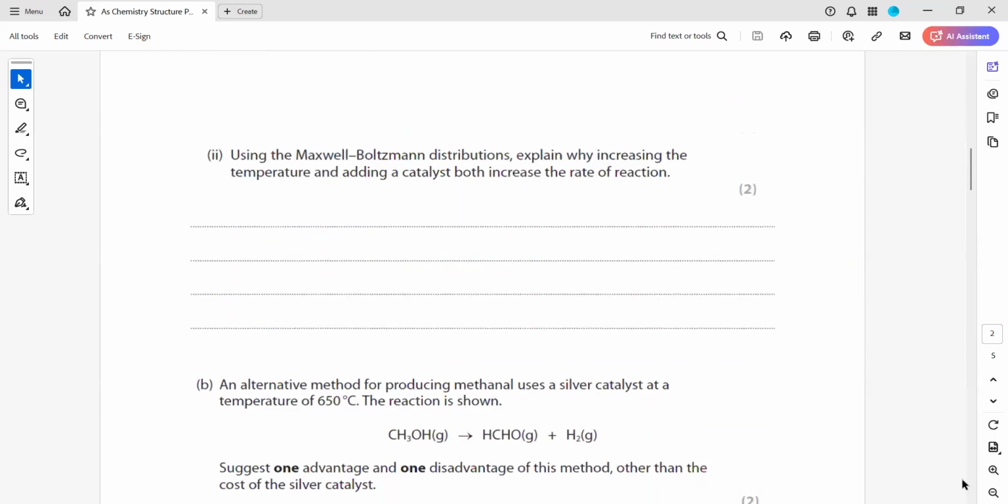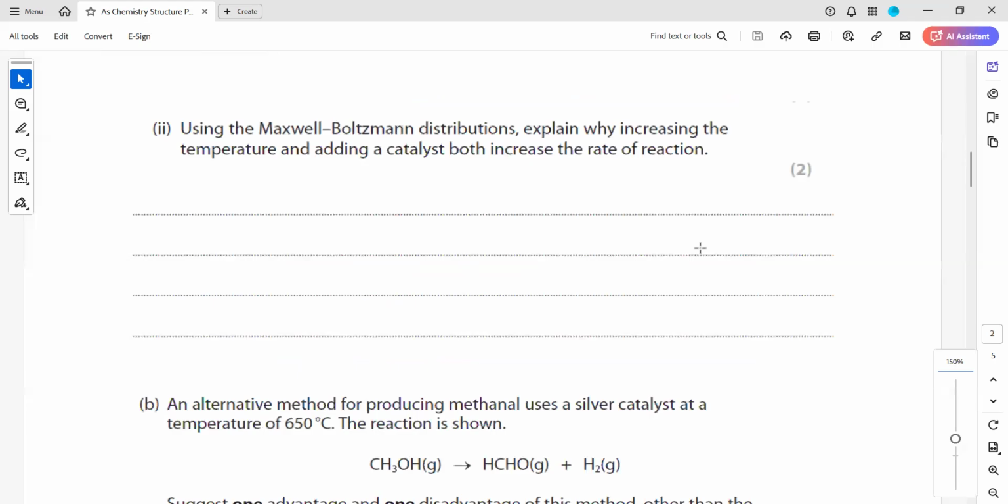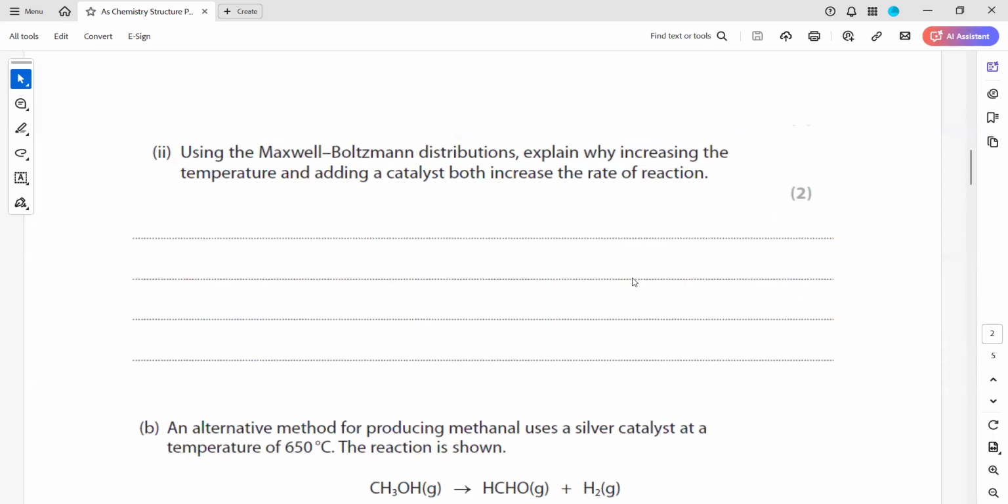Using a Maxwell-Boltzmann distribution, explain why increasing the temperature and adding a catalyst both increase the rate. When we increase the temperature, we simply increase the number of collisions with higher kinetic energy. That's why the rate of reaction increases. And a catalyst will lower the activation energy. As a result, more collisions or more particles have energy greater than the activation energy, so the rate will also increase.